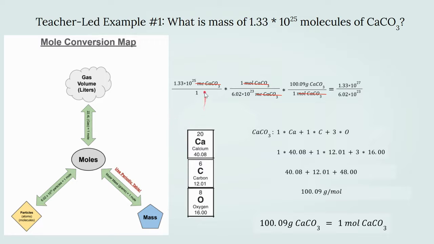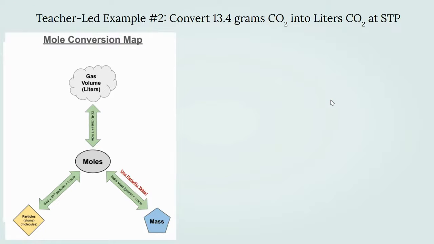In the denominator, 1 times 6.02 times 10 to the 23 times 1 just gets me 6.02 times 10 to the 23. And when I divide, I should get 2,211.29 grams of calcium carbonate, because this is the only unit that did not cancel in our dimensional analysis here on the left side. And that is how we would convert from a number of molecules to a mass of some compound. Let's take an example on converting grams into liters of a gas.